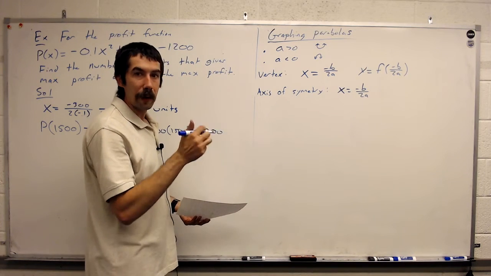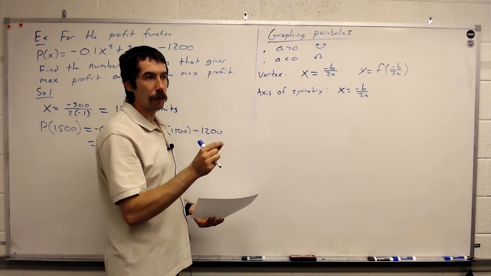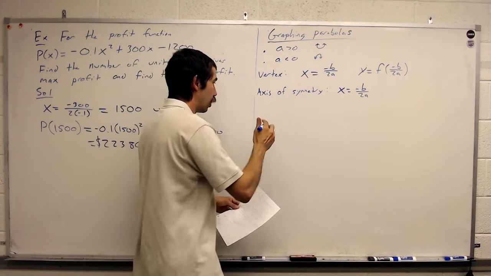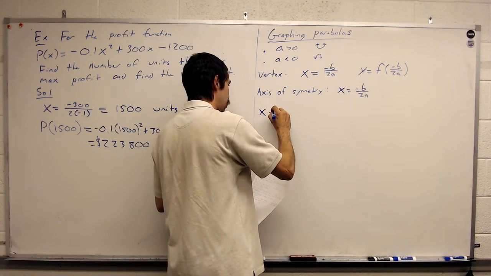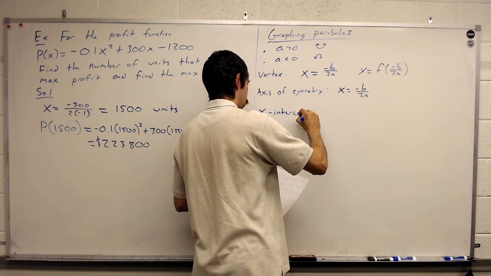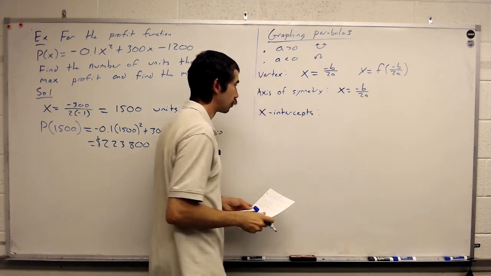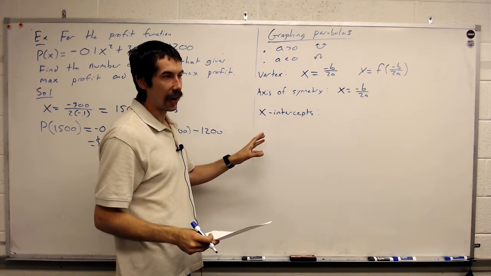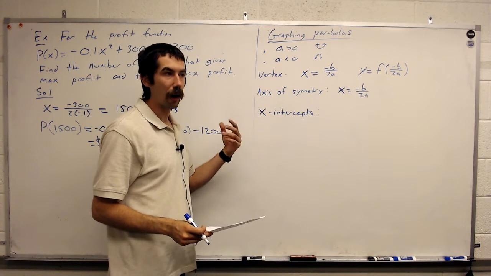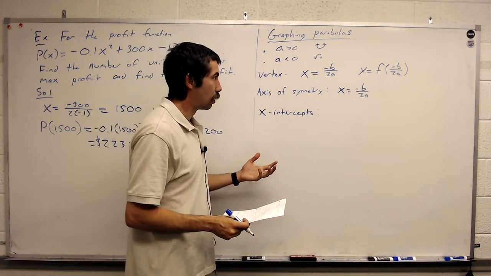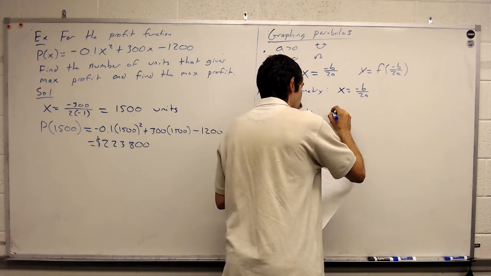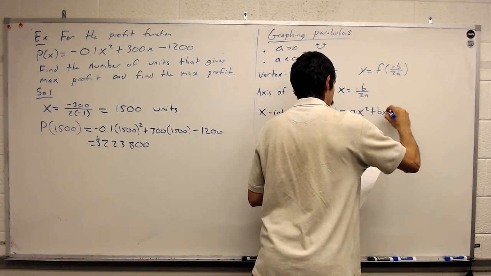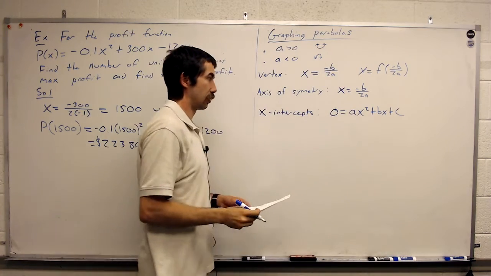What else do we need? We need the intercepts. When does our parabola cross the x-axis? When does it cross the y-axis? All right, so we'll start with the x-intercepts. The x-intercepts are when our parabola crosses the x-axis. Another way to say that, that's when our y value is 0. So 0 equals ax squared plus bx plus c.